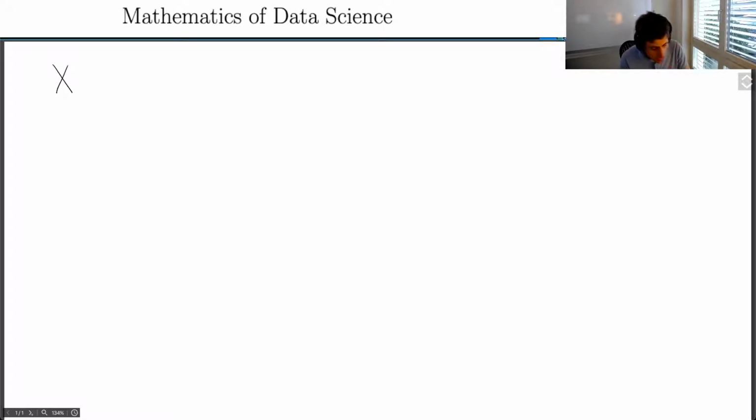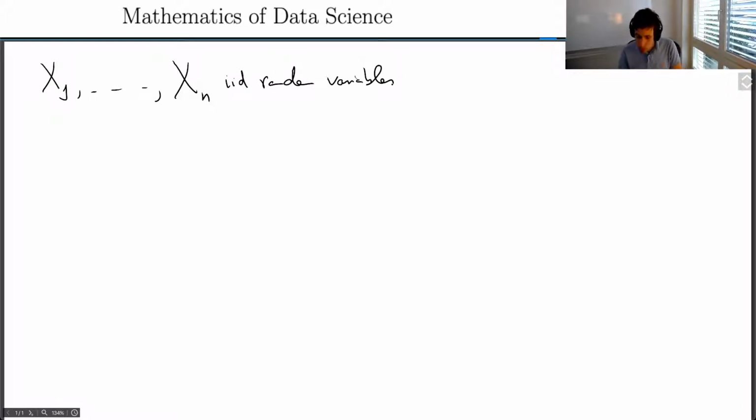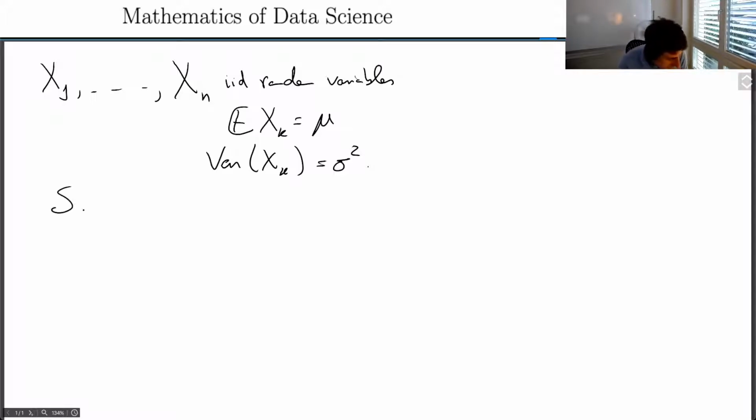So let's take x1 through xn. They'll be, let's say, IID random variables for now. And let's say they'll have mean mu, E[xk] = mu, and variance sigma squared. Okay. And let's say we want to understand their sum.